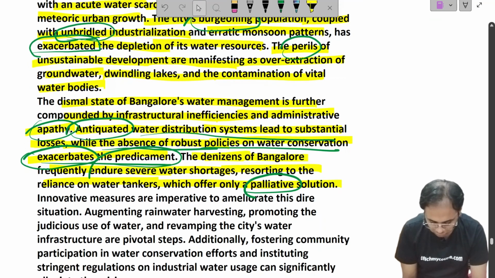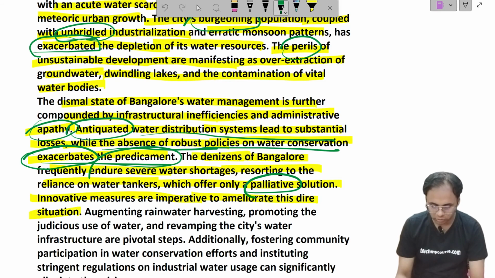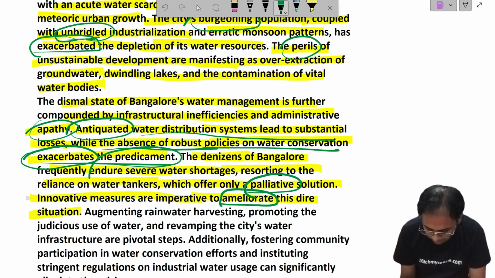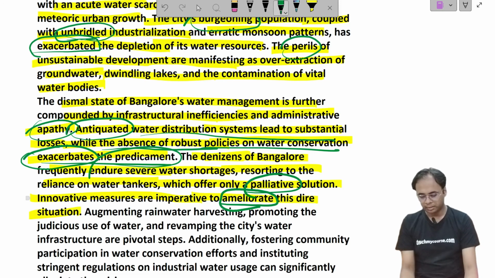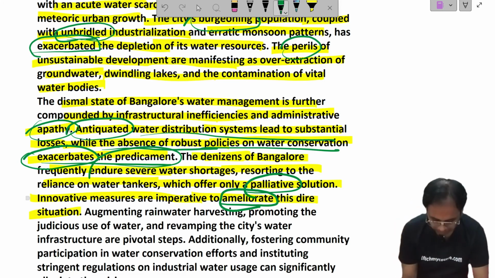So innovative measures are imperative to ameliorate this dire situation. So there are some innovative measures which are required to ameliorate this dire situation, like make it less worse. Okay, some sort of treatment, some sort of cure.